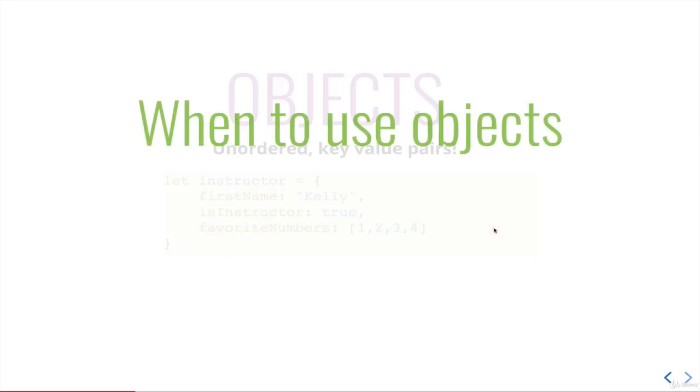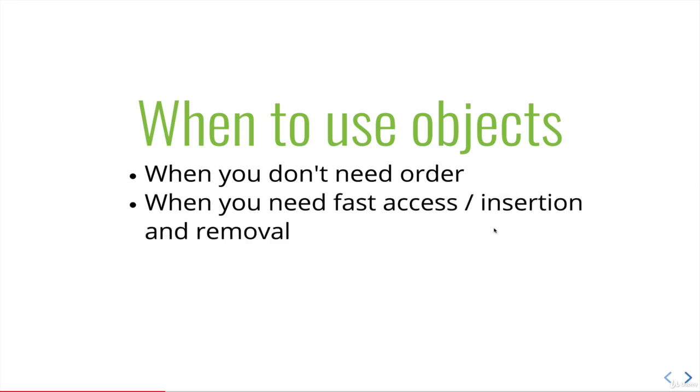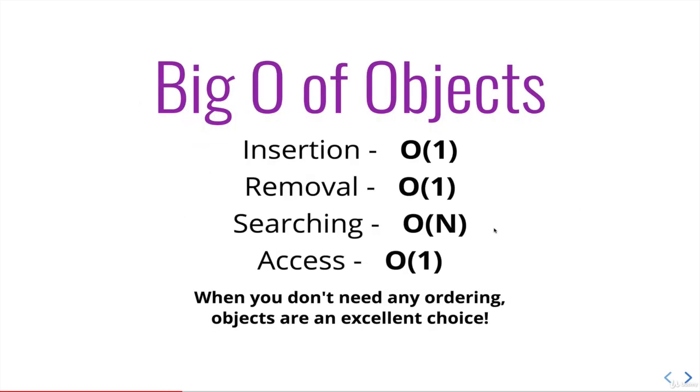All right, so objects work well when you don't need order, of course, and also when you want fast access and insertion and removal. So no order, but almost everything else is very quick. And when we say quick, I'm talking about constant time for insertion, removal, and accessing data. So objects are very fast. I mean, that's the fastest we can go, constant time. We'll come back to searching in a moment.